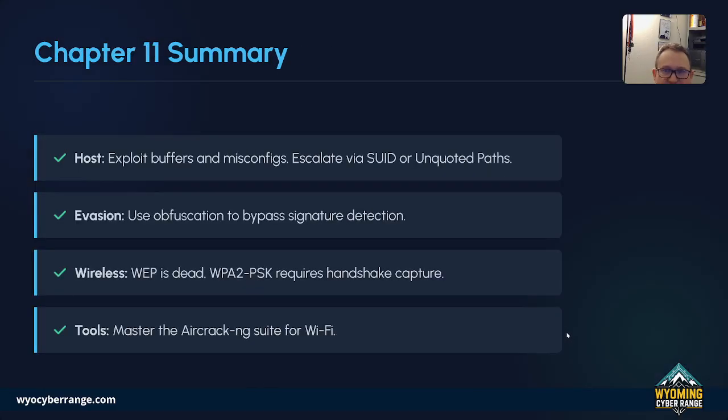Now, to wrap up this chapter, on the host side, remember we looked at buffer overflows, misconfigurations, and SUID binaries. For evasions, we talked about obfuscation as a key way of bypassing signature detection. And remember, even in the wireless realm, we don't use WEP. Please don't use it. And even exploiting WPA2 requires us to gather the solid handshake, capture the four-way handshake, which we can do with tools like Aircrack.